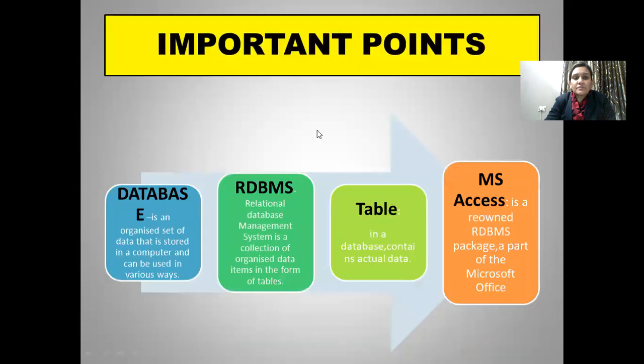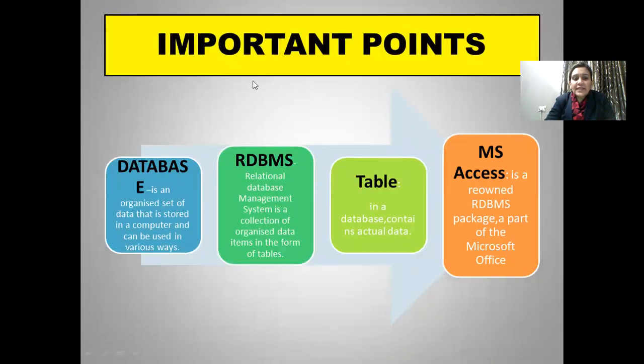In the first presentation, let us come to the first point, that is database. As the name of the chapter begins with the same, let us see what a database is. A database is an organized set of data. Remember that, it is an organized set of data that is stored in a computer and can be used in various ways.